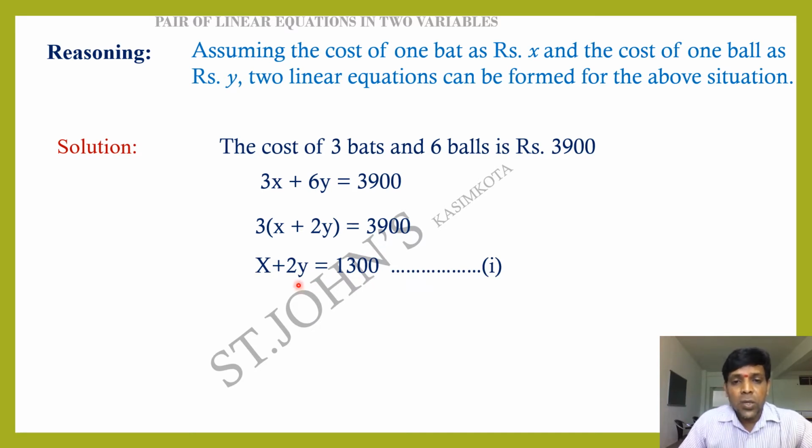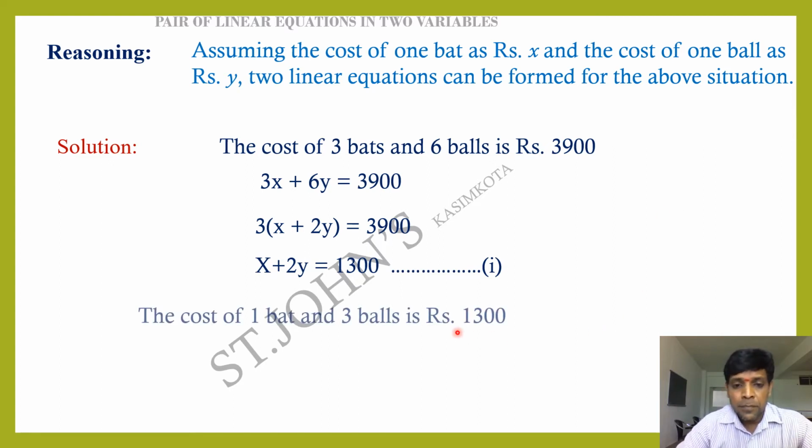Now we are going to the second condition: the cost of one bat and 3 more balls. That is the second condition.